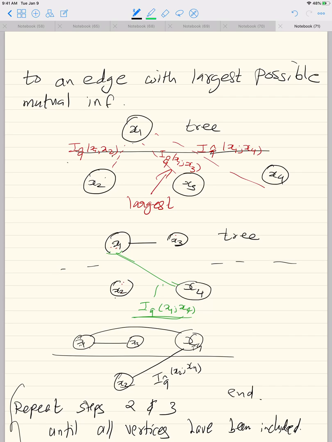You can look up minimum spanning tree in the literature. It's a very popular algorithm. I have not rigorously described it, but this is what you will do, and keep repeating until all the vertices have been completed.